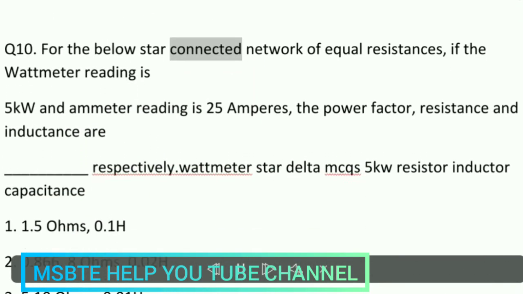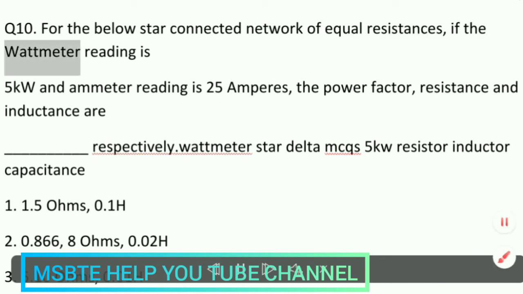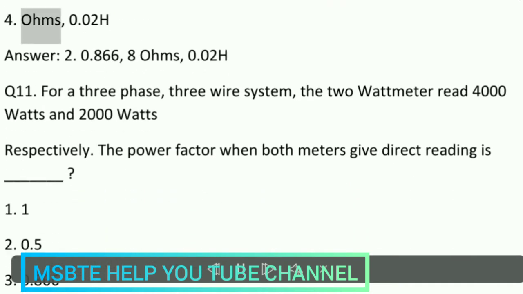Q10. For the below star connected network of equal resistances, if the wattmeter reading is 5 kilowatts and ammeter reading is 25 amperes, the power factor, resistance and inductance are, respectively: 1. 1, 5 ohms, 0.1 H. 2. 0.866, 8 ohms, 0.02 H. 3. 0.5, 10 ohms, 0.01 H. 4. 0.4, 8 ohms, 0.02 H. Answer: 2. 0.866, 8 ohms, 0.02 H.